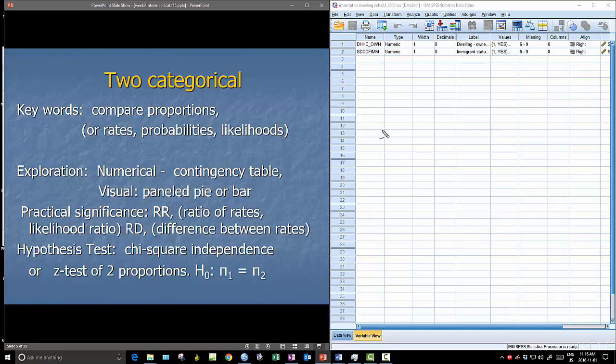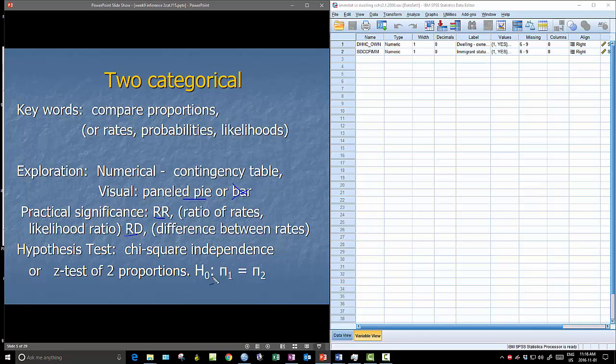Today, two categorical variables. Okay, comparing proportions, rates, probabilities, likelihoods, like we said. We look at contingency tables, paneled pie charts or bar charts. I would not recommend those. Those are a possibility though. Practical significance, we look at relative risk or ratio of rates, that could be also called, and risk difference. Hypothesis test will be chi-square independence.